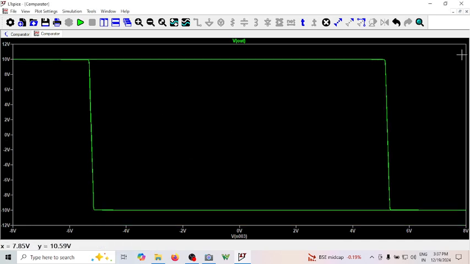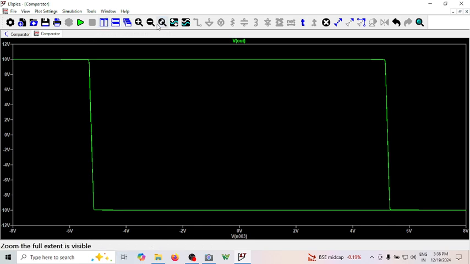See now, this is VTH. So at this point it is plus 5 volt. Output is going from plus VSAT to minus VSAT. It's going back here. The output will go from minus to plus when the input is minus 5 volt, when the input tries to go below minus 5.